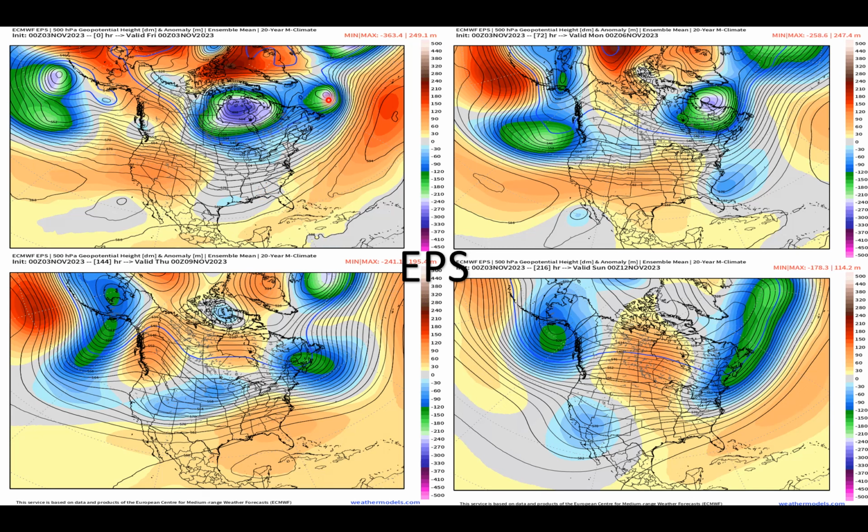But now that trough has lifted out, we're starting to see more of a west-east parallel wind flow along these height contours, the solid black lines here. And so we do expect some moderation in temperatures. Here is the forecast for Monday, the 6th of November, according to EPS.